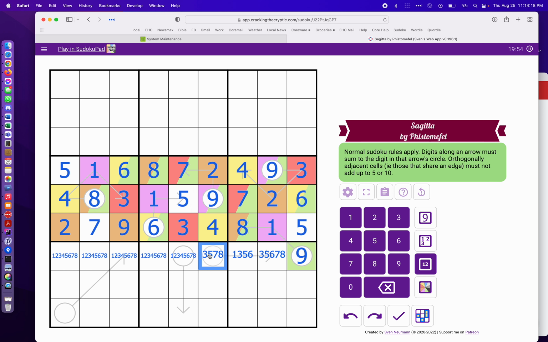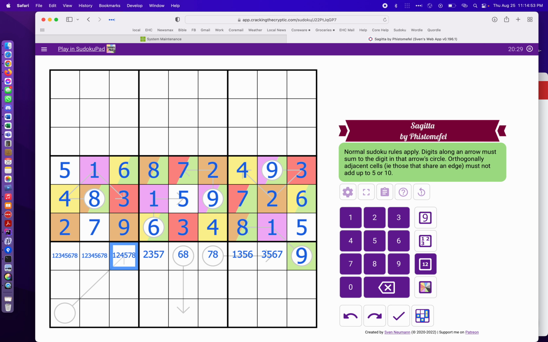Now, also, because this one is the sum of these two, this one can't be a 3. This one can't be an 8. Okay, so then this one can't be a 3, 5, 7. It can't be a 1 or a 2. If that was a 4, this would have to be a 1, 3 pair. So it can't be a 4. Oh, this one can't be a 5 because then orthogonally adjacent cells would total 5. This one can't be a 1, 6, 8. It can't be a 4.